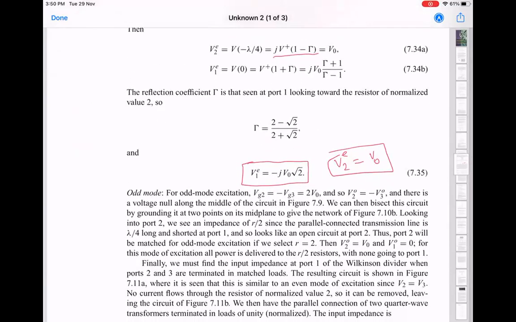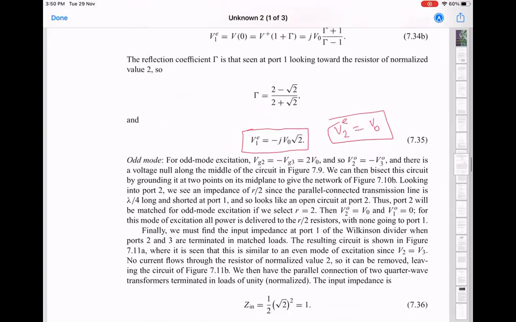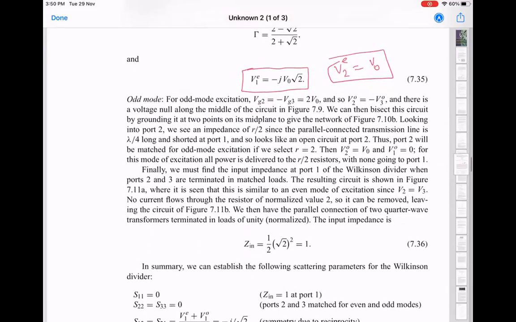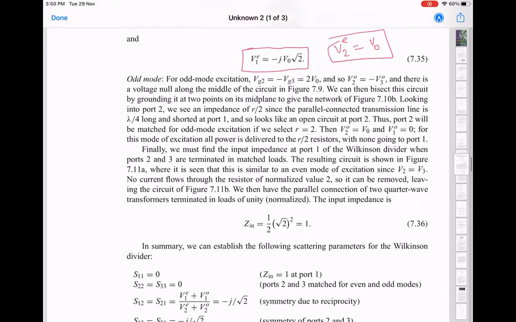So we now know V2E and V1E, and effectively both are in terms of V0. So we know the ratio. So this is essentially related to the S matrix of those two ports. The same thing is now repeated for the odd mode because we have to make them self-consistent for impedances. And you have to make sure that the total voltage we are getting at any port is going to be the sum of these two effects.